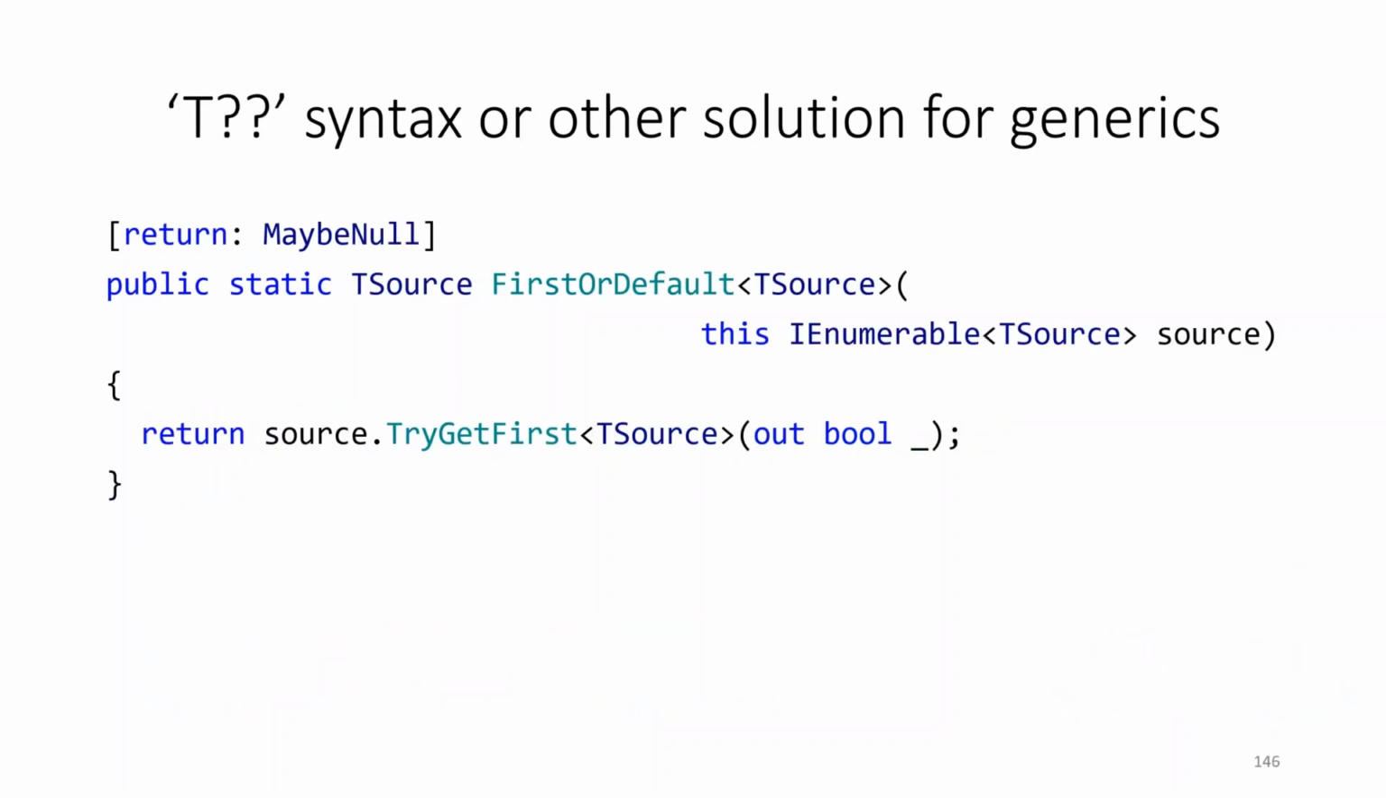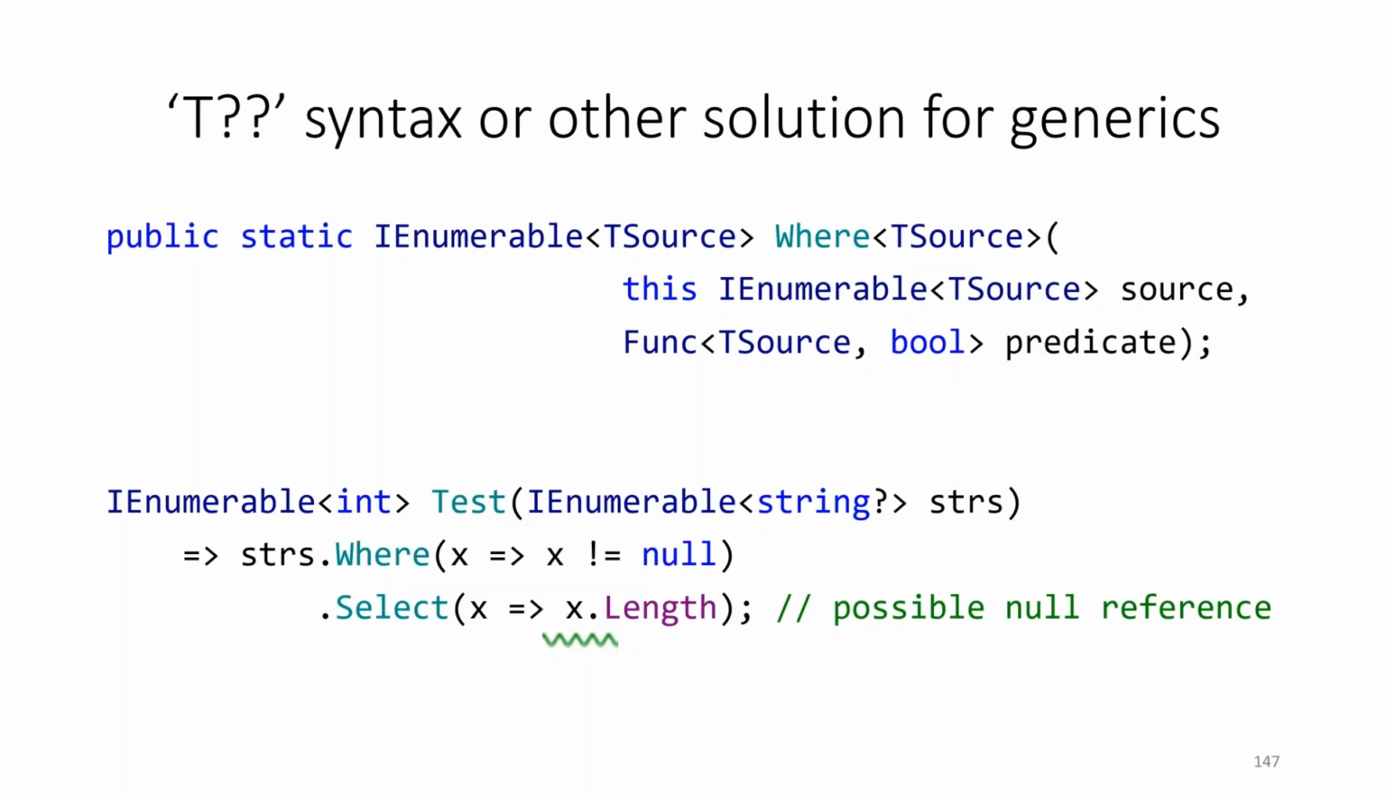And in the future, there is a consideration for some new syntax for generics. For example, here in the first Default signature, we kind of worked around this problem by using the MaybeNull flow annotation. But unfortunately, it didn't exactly solve the problem. It just moved it to the other level. So here is the signature of the Where method. And there is nothing in this signature that could hint the compiler that the resulting sequence won't contain any nullable elements if I filtered it out by using Where something is not null.